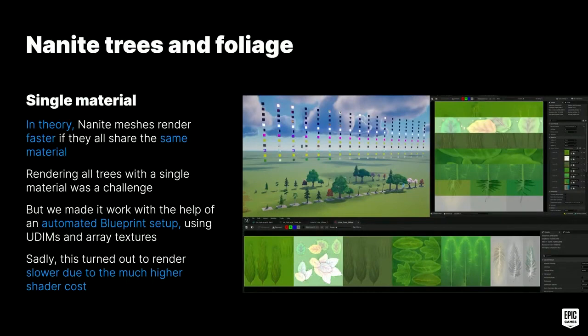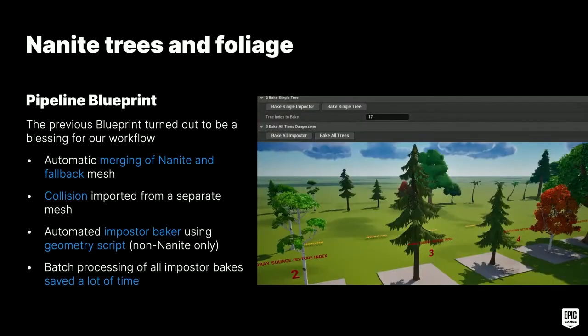Yeah, because of the higher shader cost. But something good came out of this. We now had a blueprint that can run geometry script on all of our trees, and we used it as our pipeline tool. This tool automatically merges the nanite and the non-nanite mesh from separate assets into one asset, and then takes the collision from another separate asset and merges it into this asset.